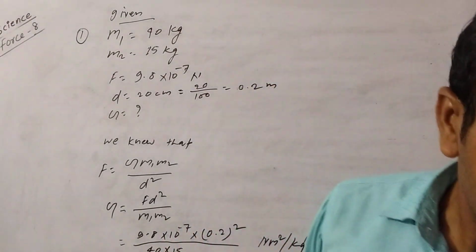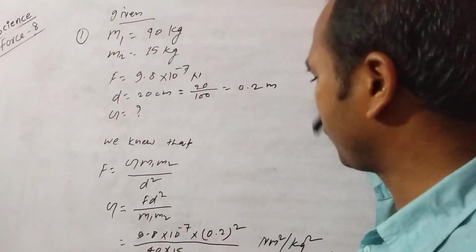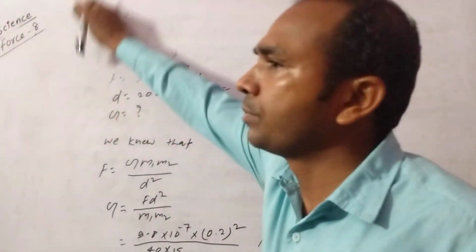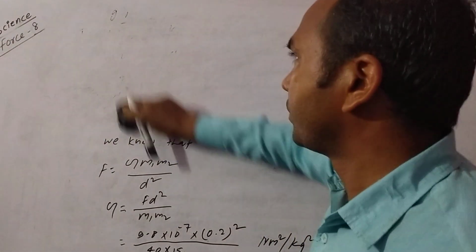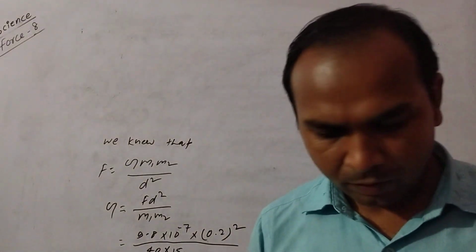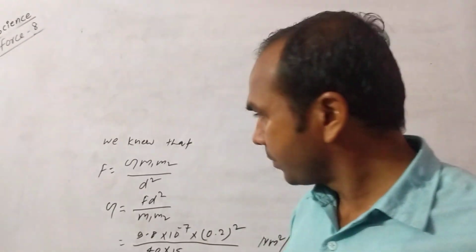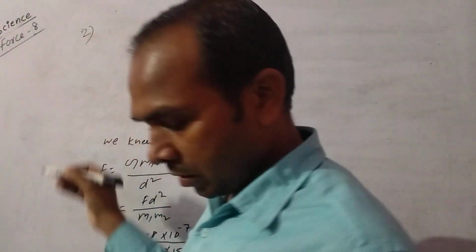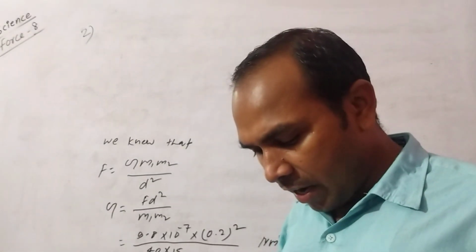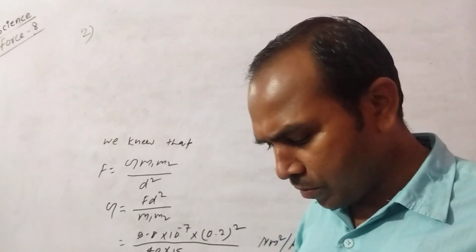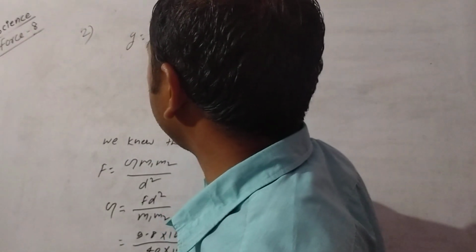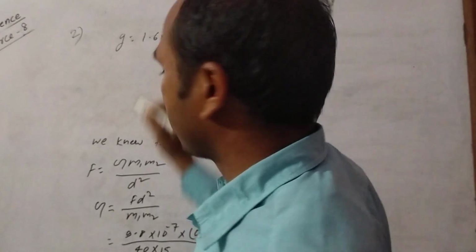After this I am going to do another type of numerical, and this value you have to calculate yourself. Another numerical is: acceleration due to gravity at the surface of the moon is 1.6 meter per second square. Here the value of g is already given, 1.6 meter per second square.